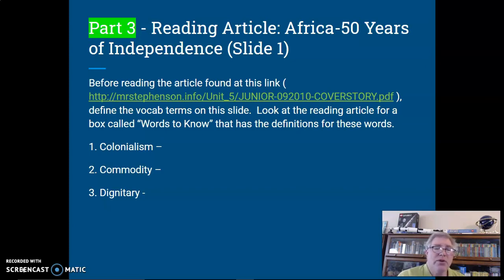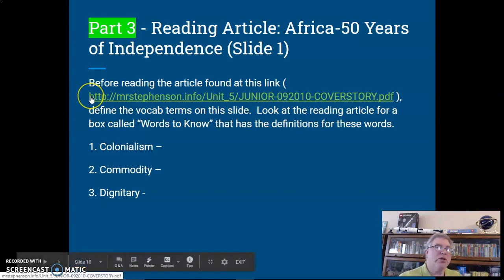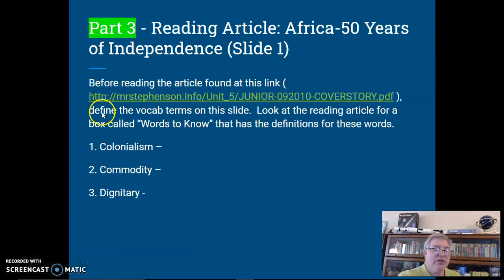Also remember, with every part, read all the instructions, the directions, and the questions that are on the screen. Don't just try to jump right to your answers. Make sure that you read the instructions as well. So here we go. We're going to read the instructions for part 3. In part 3 it says, before reading the article found at this link, define the vocabulary terms on this slide.